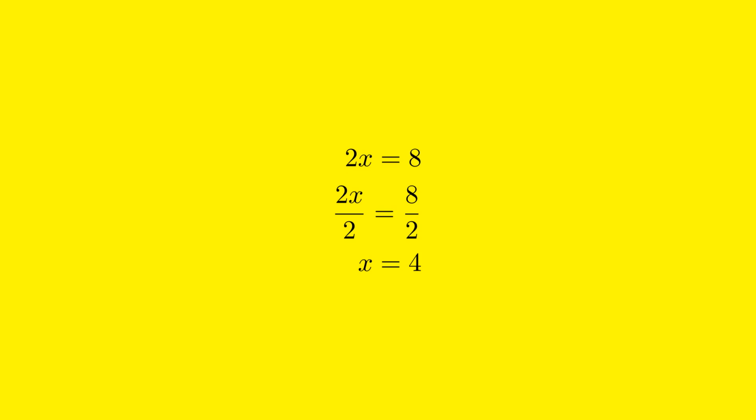When we divide both sides by 2, the equation will be 2x divided by 2 equals 8 divided by 2. On the left side, the 2 divided by 2 cancels out and leaves us with x. On the right side, 8 divided by 2 simplifies to 4. So now we have x equals 4. By dividing both sides by 2, we have successfully isolated the variable x and solved the equation. Therefore, the value of x is 4.